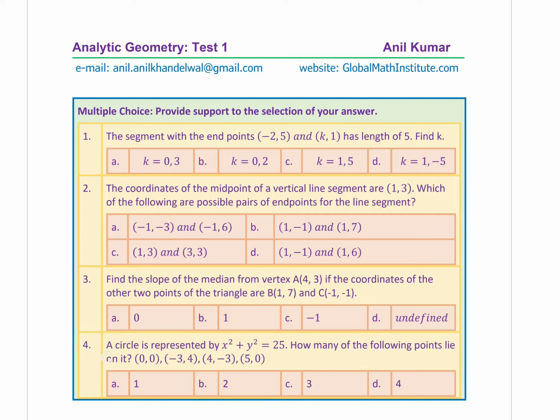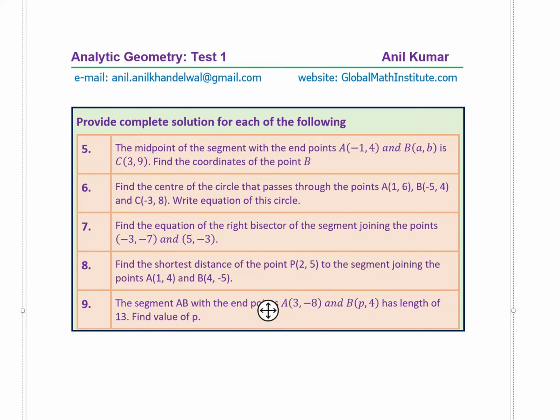Question number 4. A circle is represented by x squared plus y squared equals 25. How many of the following points lie on it? 0, 0, minus 3, 4, 4, minus 3, and 5, 0. Now we'll look into the short answer questions. Question number 5. The midpoint of the segment with the endpoint A minus 1, 4 and B, AB is 3, 9. Find the coordinates of the point B.